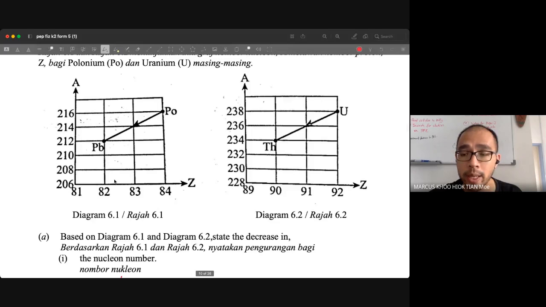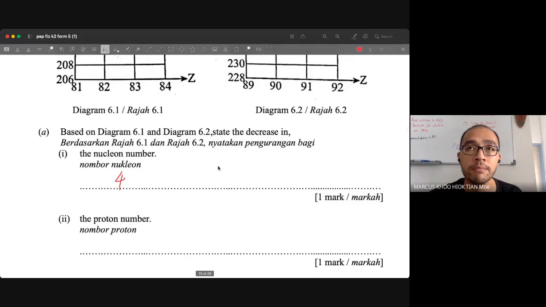Okay, quite a number of you, maybe kamu salah faham atau kamu terlalu, you were expecting the compare question. So you write very long. Diagram 6.1 and 6.2 show have the same decrease in the nuclear number. That's it. Tapi kau tidak cakap how much is the decrease. Cannot. I need to see the number 4. Okay, and the proton number will be 2.